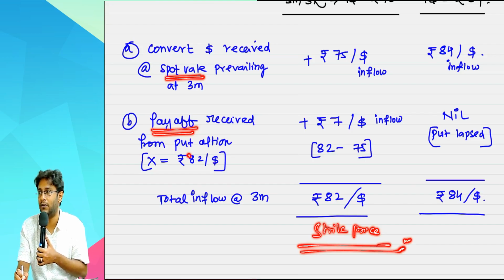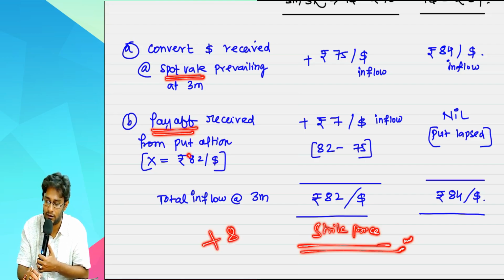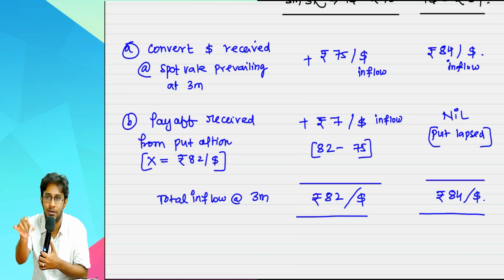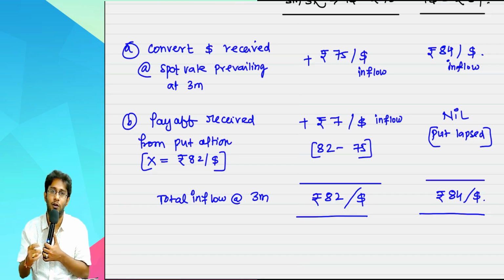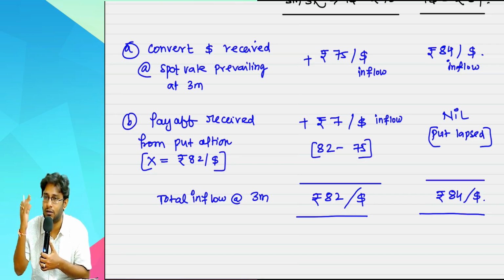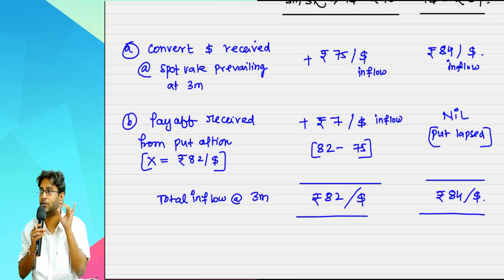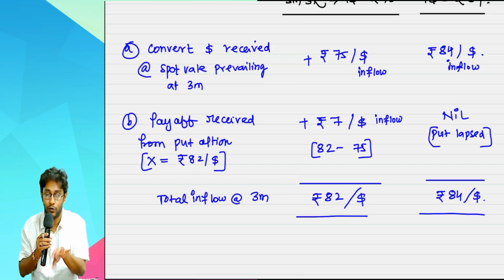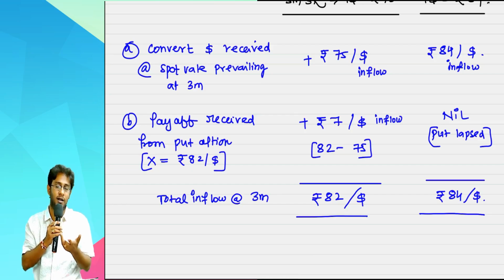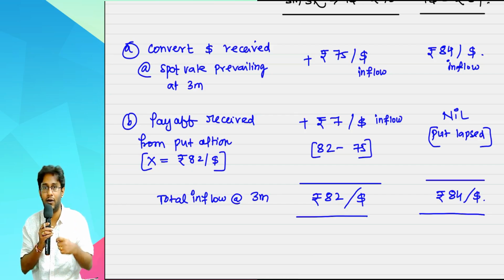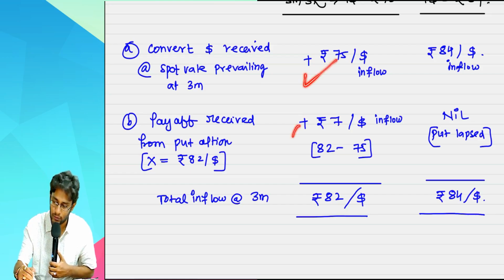What is physical delivery? I have a right to sell. I'm selling it under the put option at what rate? 82. In that case also your inflow will be 82, but that is not permissible. You cannot sell your dollars under a put option. Physical delivery not allowed. Shares allowed. Shares you have to do physical delivery only. Currency options not allowed. You cannot deliver currency or buy dollars in that. Not possible. You have to do this only.